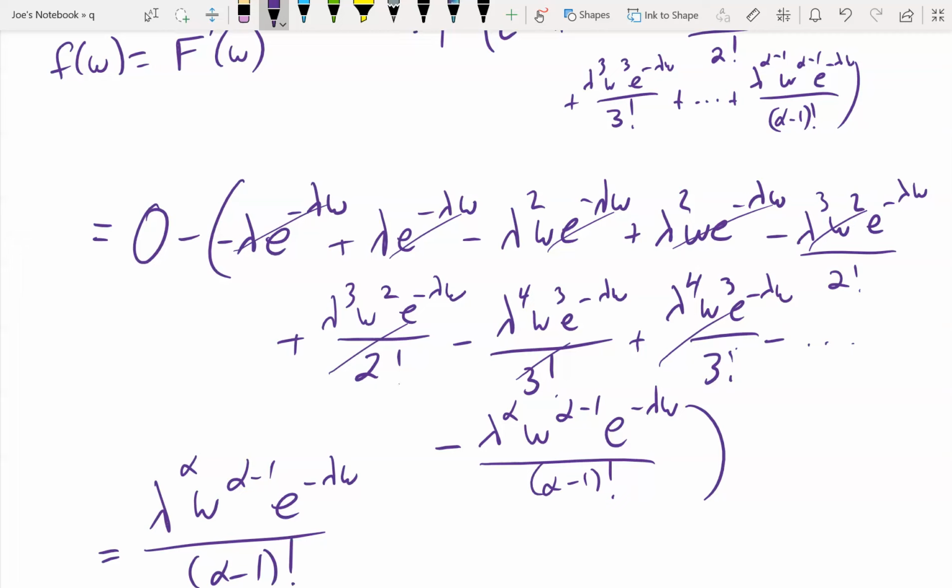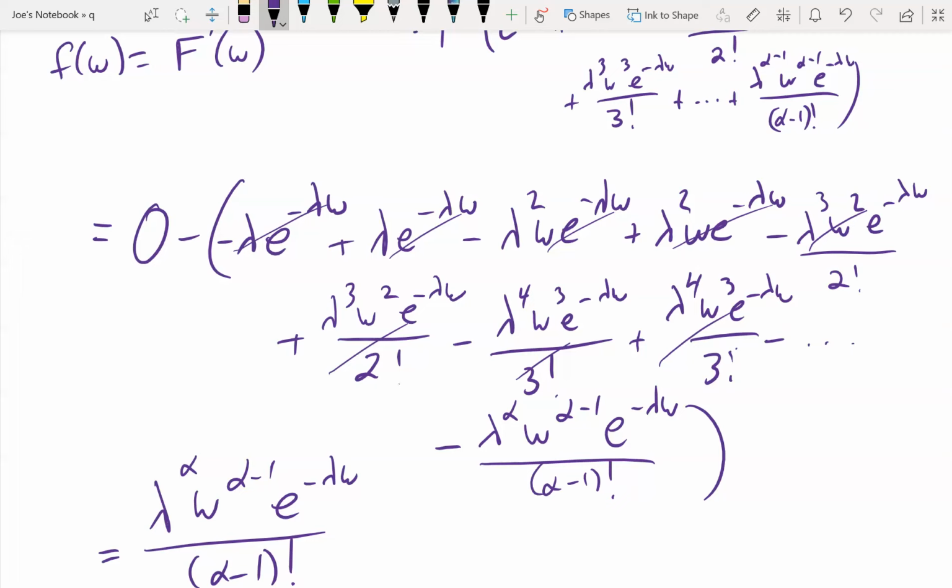All right, so if alpha is an integer, this gets you to what a PDF should look like for the gamma distribution. Lambda is the mean of the underlying Poisson process.